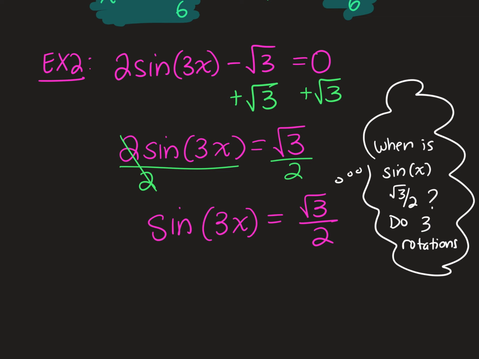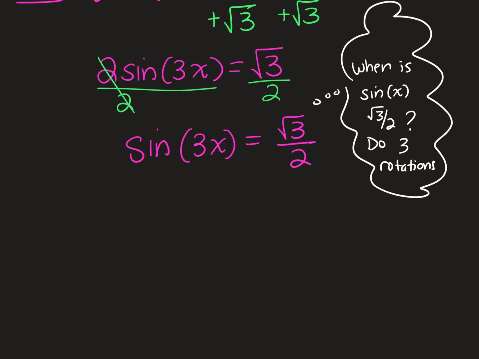So I've got to think about my unit circle, and I want to know when is sine of x going to be radical 3 over 2? Quadrant 1 and quadrant 2, and what's our reference angle? Pi over 3. Good. 60 degrees, pi over 3. So we're at that pi over 3 again.